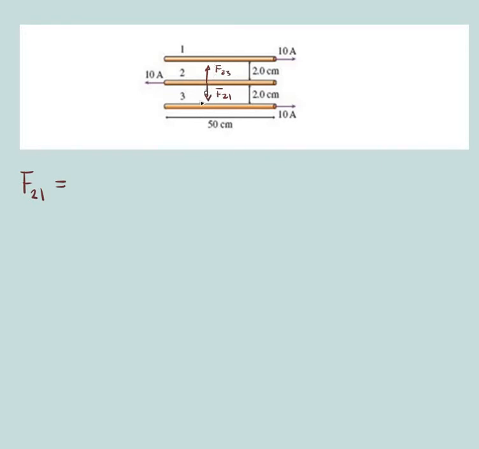But look at this one. You know what is going to happen? Because they have the same current going through each wire at the same distance, this force is going to cancel out. And I can tell you right away that F2 is going to be 0. Now, this is not 0 yet. Sorry about that. F21 is going to be what?